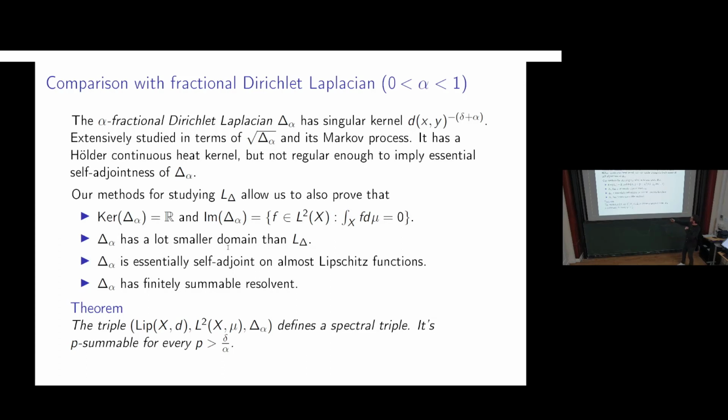And in fact, we get again a spectral triple, this time finitely summable, for every p greater than delta, the Hausdorff dimension, over alpha, the fractional parameter. And in fact, this is sharp. This is the spectral dimension of the spectral triple. It will not be anti-summable or be equal to this or less than that. So you have a Weyl law for this.